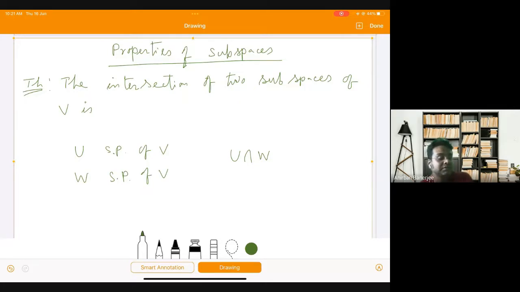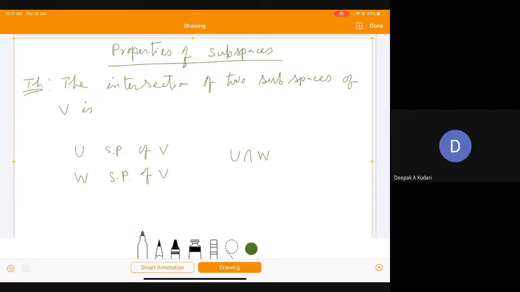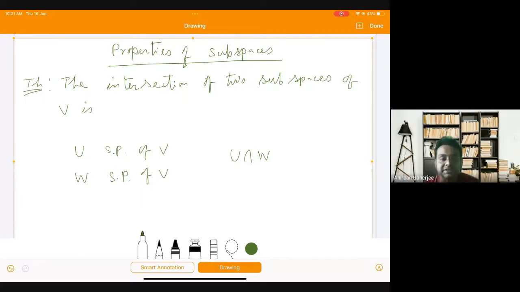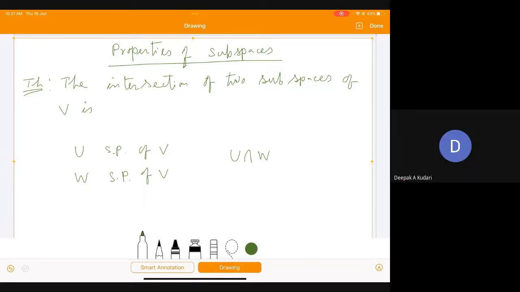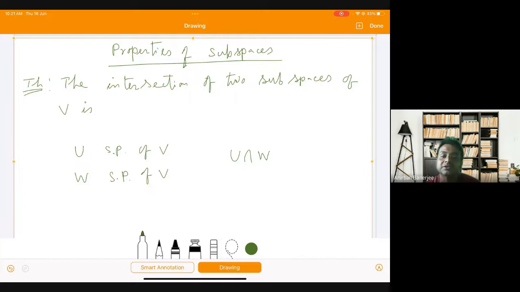Will it be a subspace of V? What do you think? How to check that it will be a subspace of V or not? Any idea? To see if it contains the origin. Okay, first point, does it contain the origin? U contains the origin, W contains the origin. So U intersection W will also contain the origin.